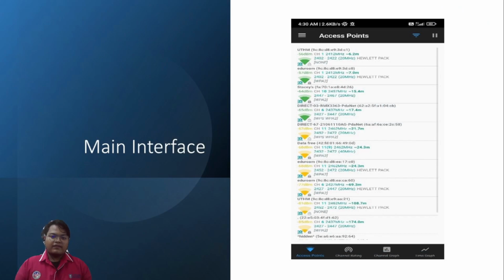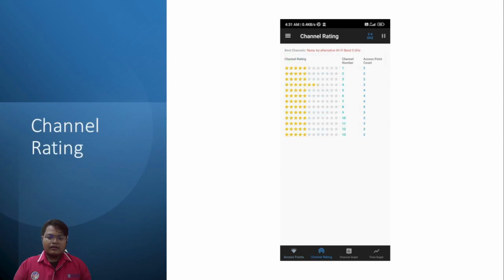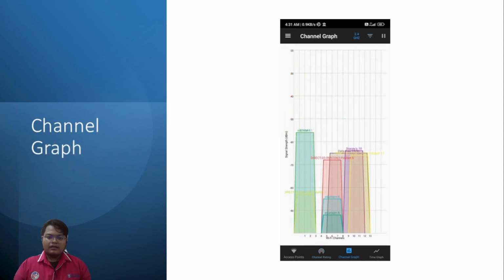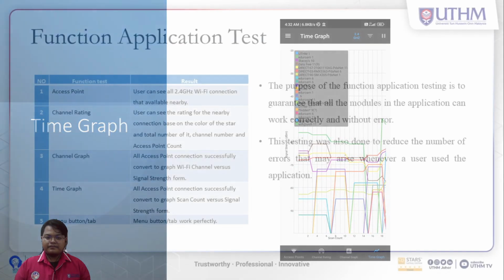Next is the main interface. The picture shows the main interface when you open the app. Next is the access point. Next is the channel rating, channel graph, and time graph.